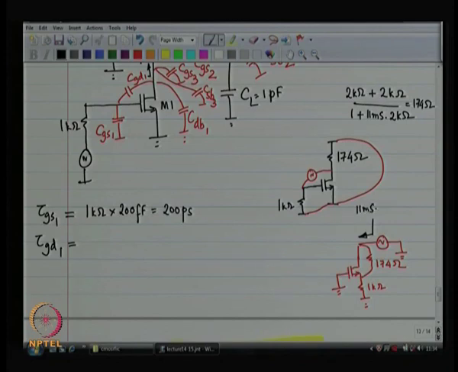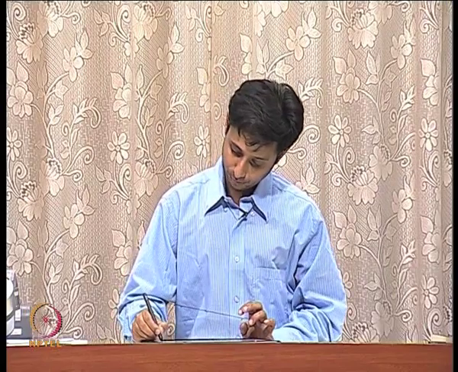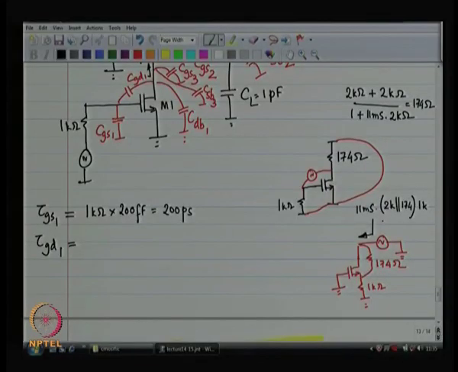times RDS. RDS and 174 ohms are in shunt with each other. So, you get 2K in parallel with 174. This is where you are getting the advantage, right. This 174 is what is giving you the advantage, times 1 kilo ohm plus 1 kilo ohm plus 2K in parallel with 174. So 2K in parallel with 174 ohms is 160 ohms.